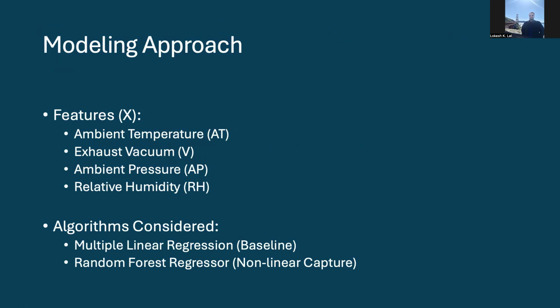And based on the algorithms, I decided to compare two algorithms here. The baseline is the multiple linear regression and a more robust random forest regressor. Essentially, the goal was to see if a complex model could better capture the nonlinear interactions between the weather variables as we described.